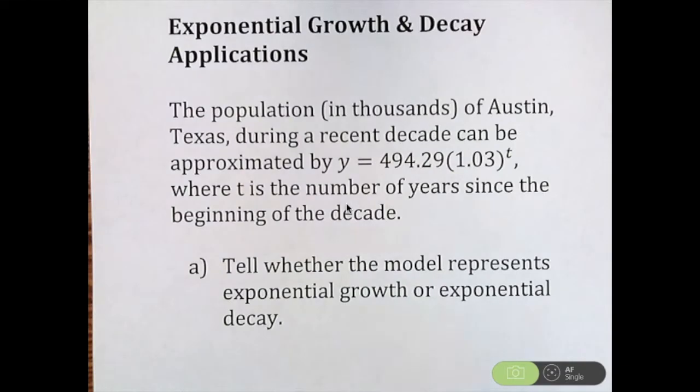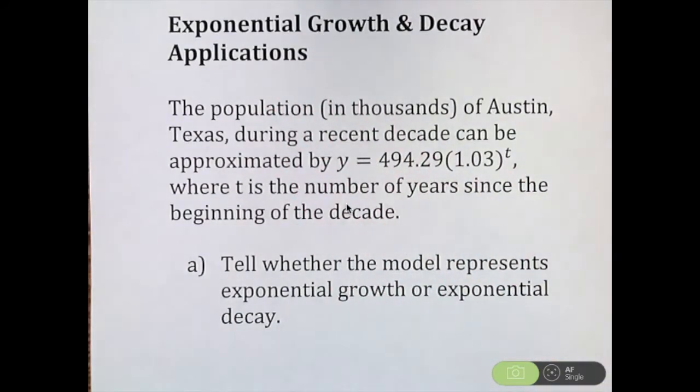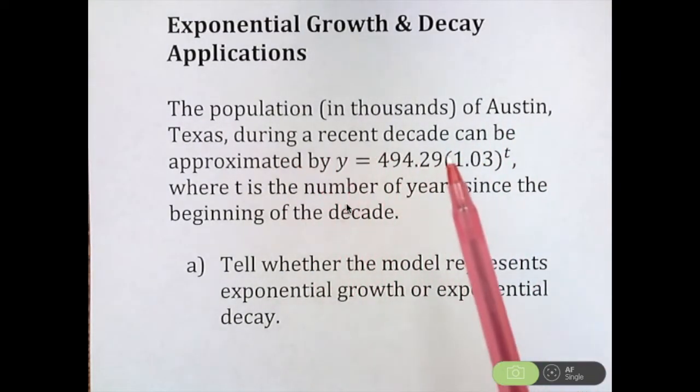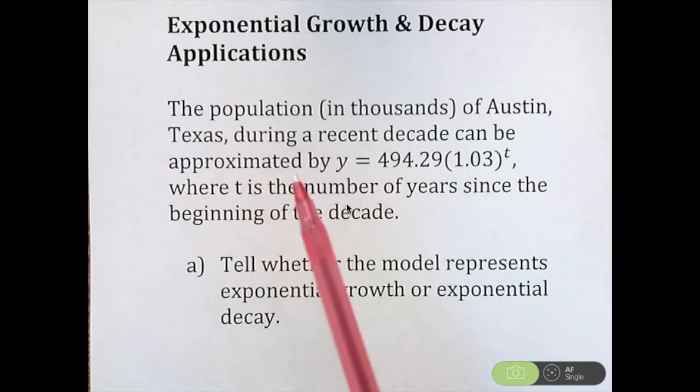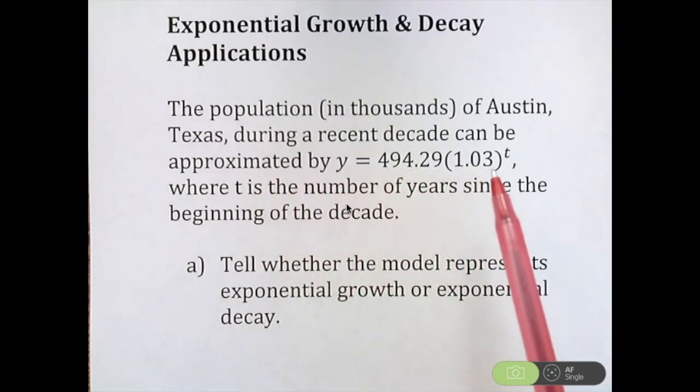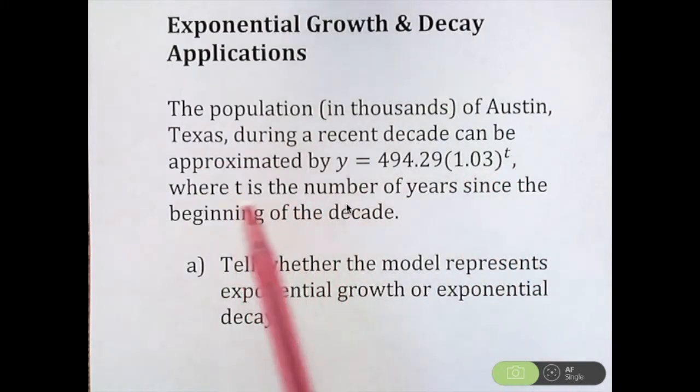All right, in this video, I'm going to go over an exponential growth and decay application. Application meaning just a word problem using the exponential growth and decay that we've talked about in previous videos. The population in thousands of Austin, Texas during a recent decade can be approximated by y equals 494.29 times 1.03 to the t, where t is the number of years since the beginning of the decade.